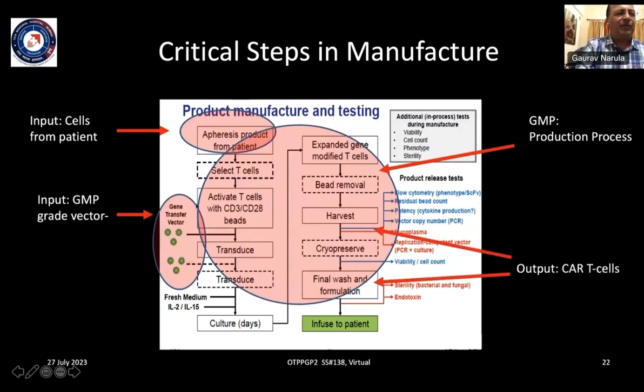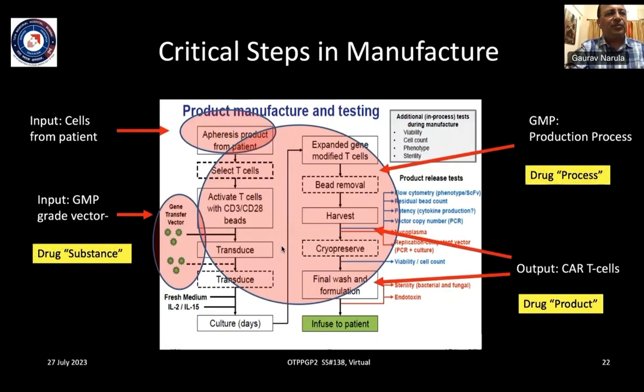But very often when we are talking about CAR T, we are actually talking only about the vector. So when we say this is our CAR, what we mean is this is our vector. It's a bit confusing at times. So this is just to make it clear in normal pharmacological terms. The vector that is designed is called the drug substance. The manufacturing is called the drug process. And the CAR T cells that finally come out, the T cells with the vector expressing the antibody on the surface, are the product. So the tests are done on the product.